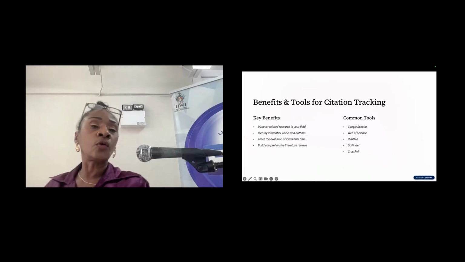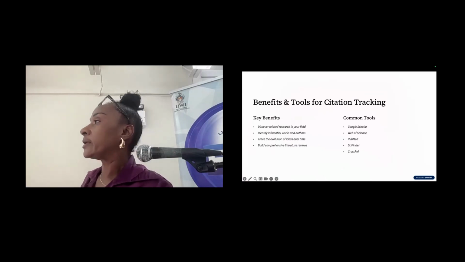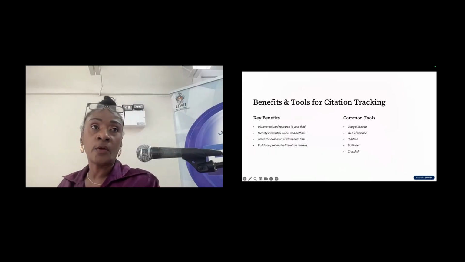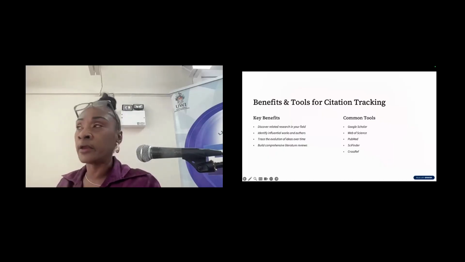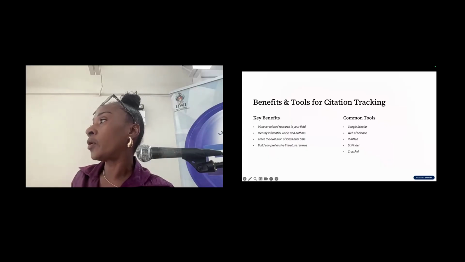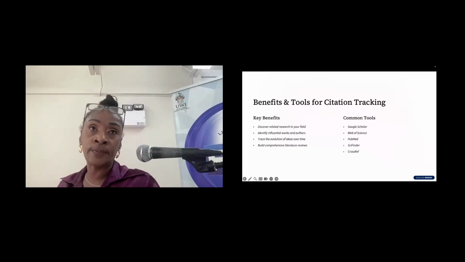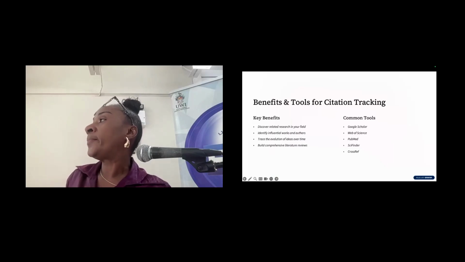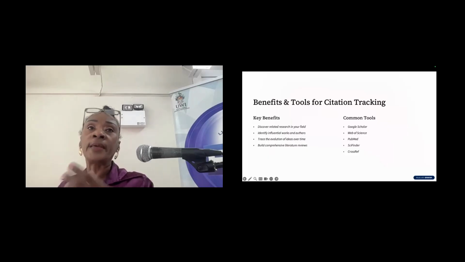There are benefits and tools for citation tracking. The benefit is that you can discover related research in your field, because you're using one article and looking at its citations, you can discover other research in this area. You identify influential works and authors, the experts in the field, who have written on the topic. You also trace the evolution of ideas over time, and build a comprehensive literature review by finding other resources on the same topic.